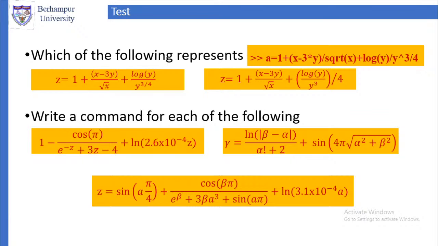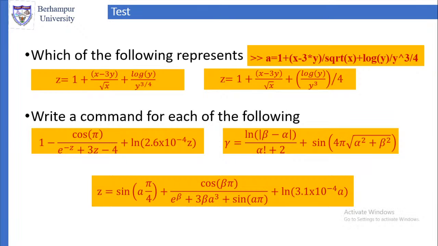Similarly, this is left to you as an exercise, these three commands. Write a command for each of the following: 1 minus cos pi divided by e to the power minus z plus 3z minus 4 plus log natural 2.6 into 10 to the power minus 4 z. So write a line or write a command for execution of this one. So this will be one command.